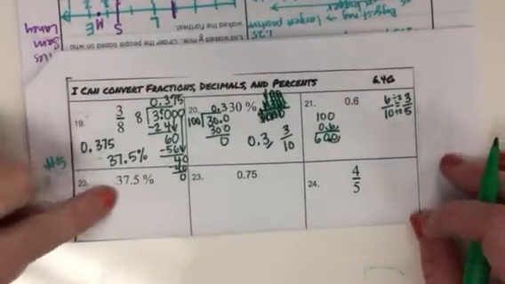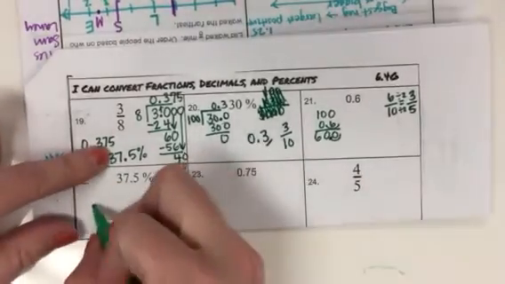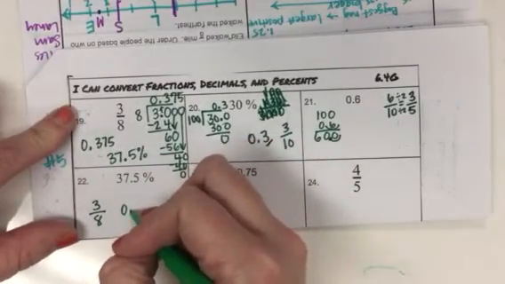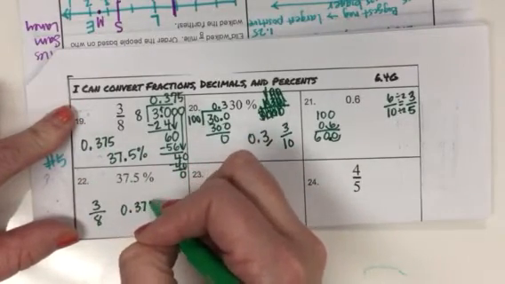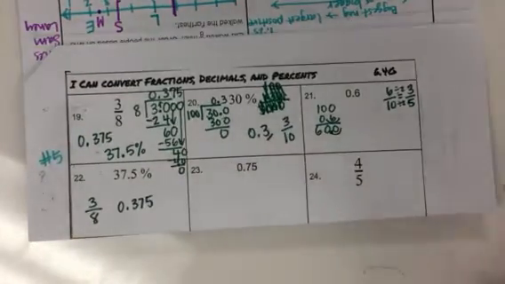Guys, if you notice, I have 37.5% here. That's exactly what we had up here. So I know that my fraction is 3/8 and that my decimal is 0.375. Guys, this is one of those benchmark fractions that you have to know.